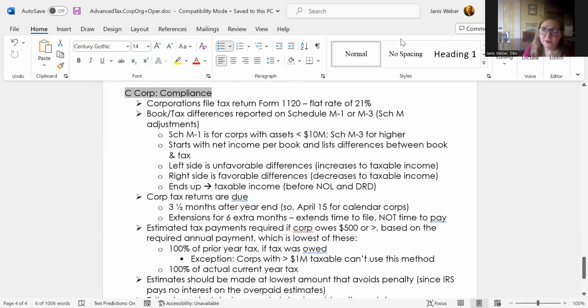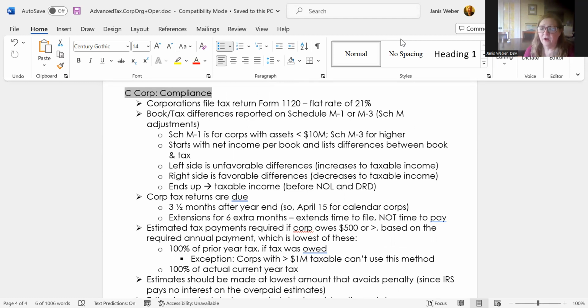The flat rate's 21%, as I mentioned. For corporations, they file Form 1120. And then there are schedules that go with the form, and they basically just reconcile the book income to the tax income. Those Schedule M-1 and M-3, they're called the Schedule M adjustments, just line out the difference between the tax and the book rules.